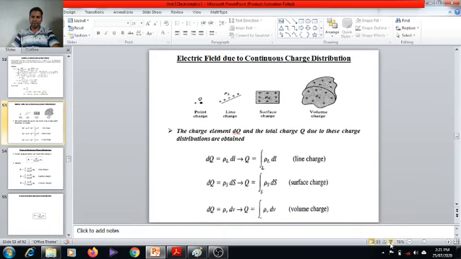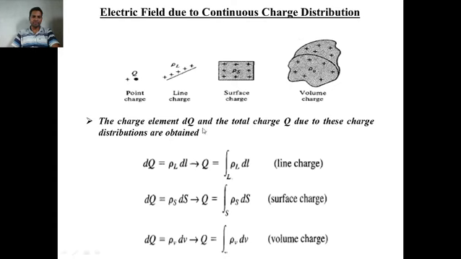Hello everyone. In the previous lecture, what did we discuss? We discussed various types of charge distribution, continuous charge distributions. In that we discussed the point charge. There are 4 types of charge distributions. Point charge we discussed, line charge, then surface charge, and volume charge we discussed.